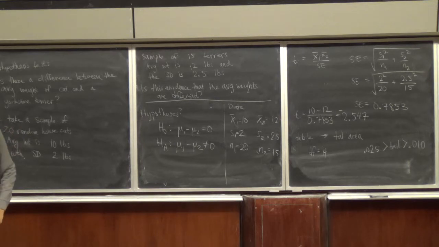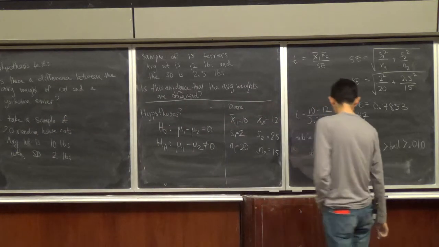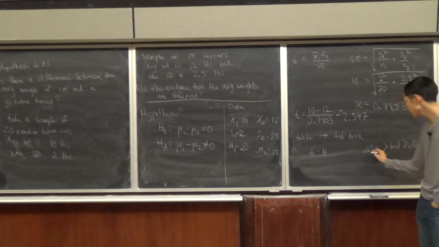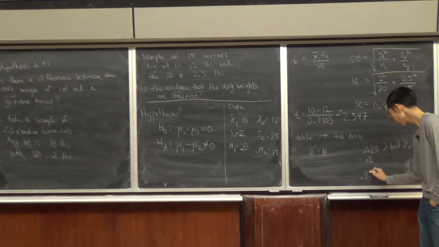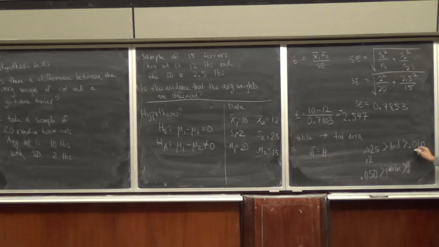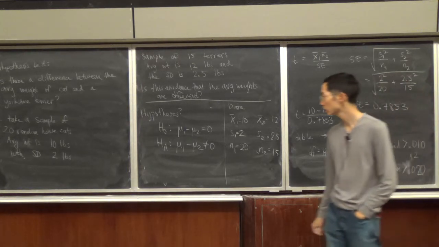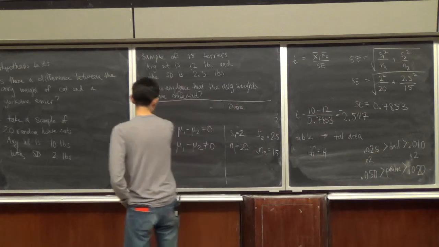Do I have a one-sided or a two-sided test? Two-sided test. So my p-value is between what and what? 0.025. So I multiply 0.025 times 2, and I would get what? 0.050 is going to be more than my p-value, and that's going to be more than 0.010 times 2, or 0.020. Exactly. So I've doubled my tail area to get my p-value.